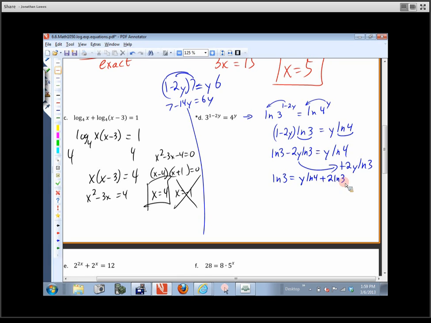Can we just take the y out? Whoops, hang on. I need the y there. Like, put it in parentheses? Yep, we're going to do that. Hang on a second. We've got two y's over here. How do I make it look like there's only one y? Factor it out. So this is going to be y times (ln 4 plus 2 ln 3).